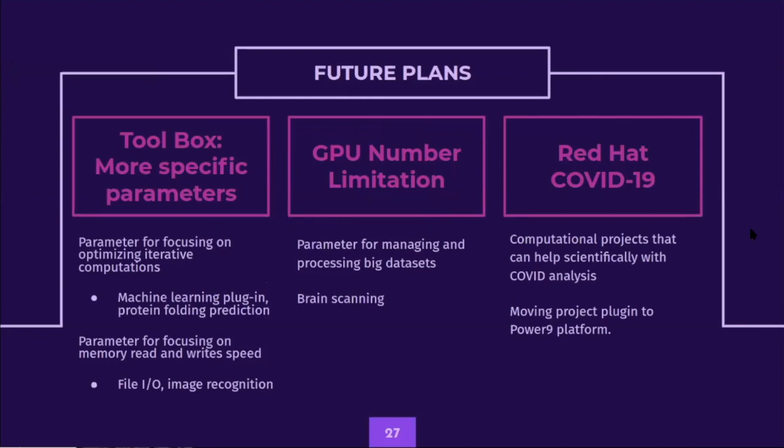For our future plans, firstly, we are thinking of expanding our product to be more adaptive with more specific parameter options. For different benchmarking purposes, we will provide different tools to test. Also, of course, we will improve the GPU number limitation that we just mentioned. The third one, finally: Red Hat has started a project to fight COVID-19, and it is possibly to be developed on the Power9 platform. Since our previous experience could help, it is part of our future plans as well.